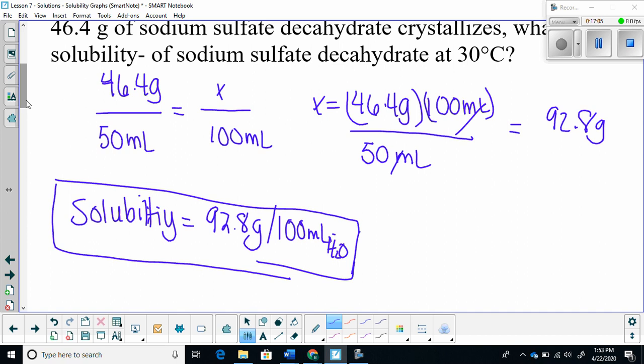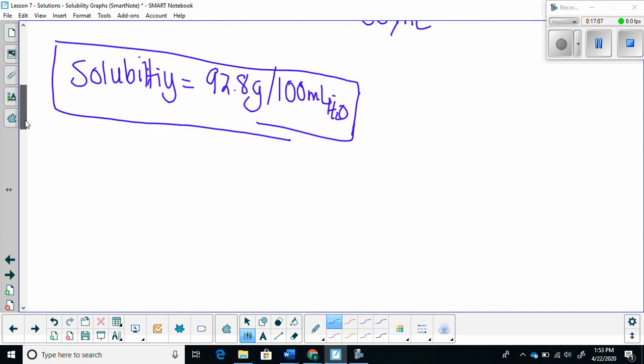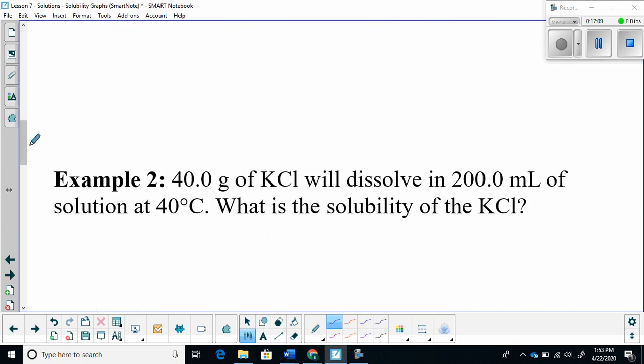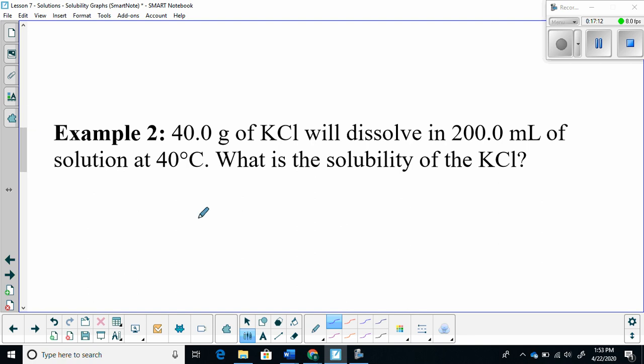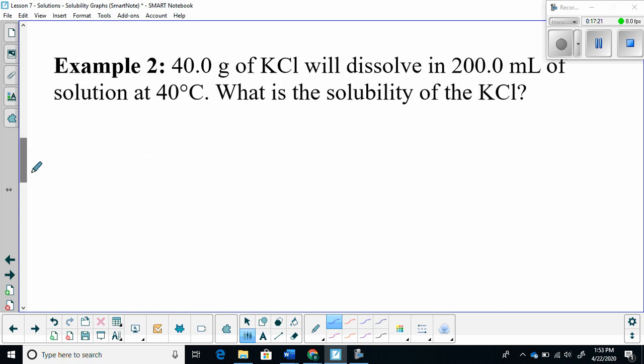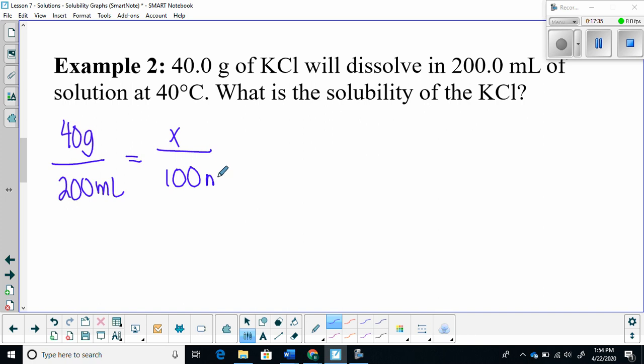Okay, let's do that one more time. Example 2 says I have 40 grams of KCl that will dissolve in 200 milliliters of solution at 40 degrees Celsius. What is the solubility of KCl? Same thing, you're going to set up a ratio. 40 grams dissolved in 200 milliliters of water. Make your ratio. We are looking for our X amount of grams that will dissolve in 100 milliliters of water. Then you isolate for X.